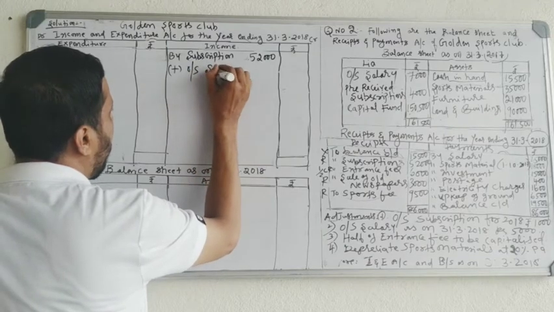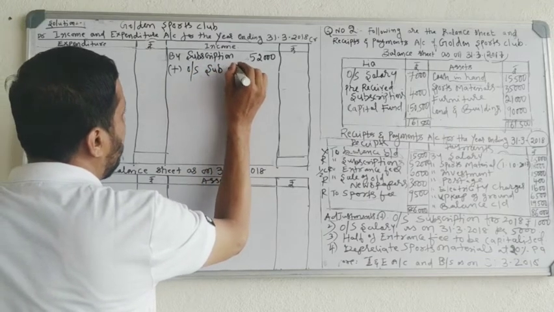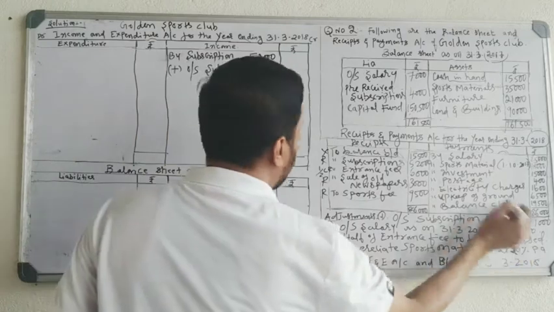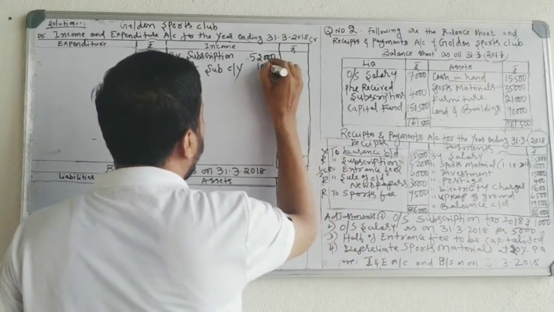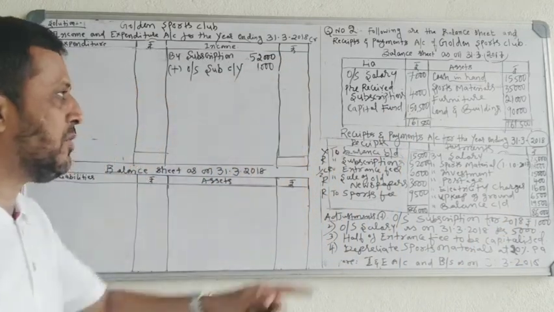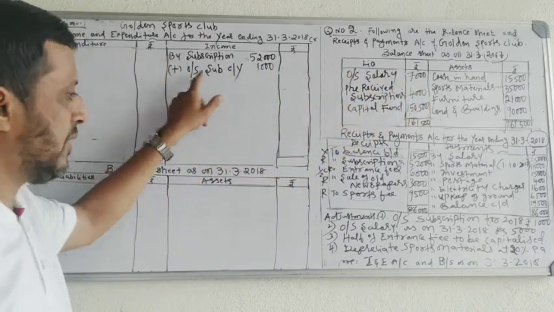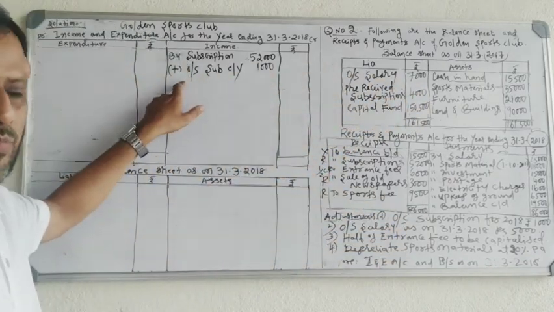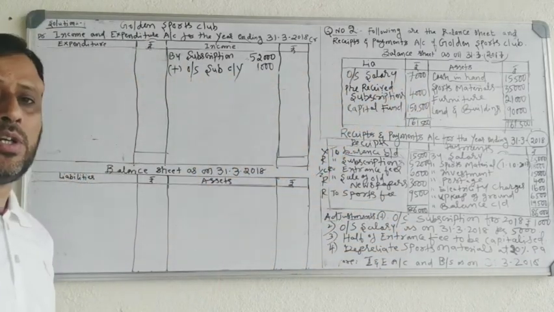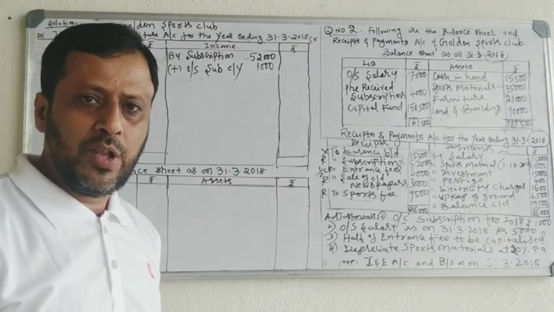Outstanding subscription of current year, how much? 1,000. So outstanding items given in balance sheet minus, given in adjustment, add. Okay. Now go to the received in advance, pre-received items.